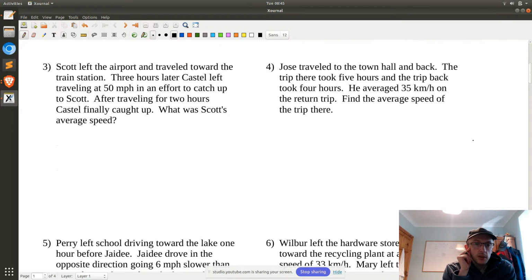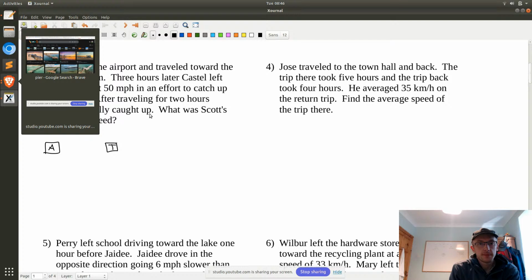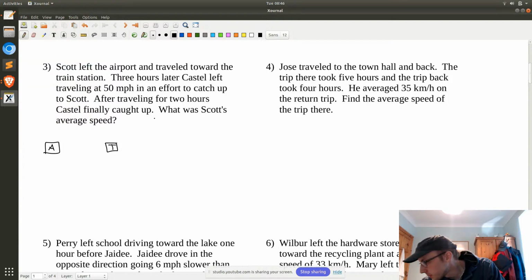Problem 3. Scott left the airport and traveled toward the train station. So airport, train station. 3 hours later, Castle. You know what? I really want to learn how to say that name. Just excuse me while I try and get what that name is.